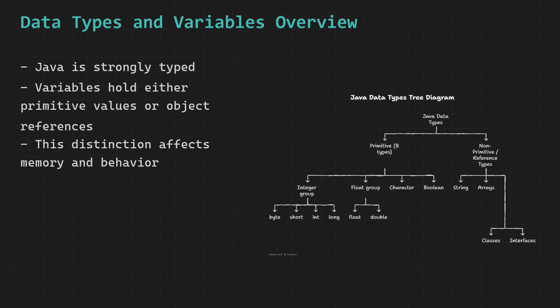Looking at the diagram, you can see this clear split. On the left side are the 8 primitive types grouped by category: integer, floating point, character, boolean, and on the right side are reference types. Every variable you ever declare in Java falls into one of these two categories, and understanding this distinction is fundamental to everything else in Java: memory management, method passing, comparisons, and more.